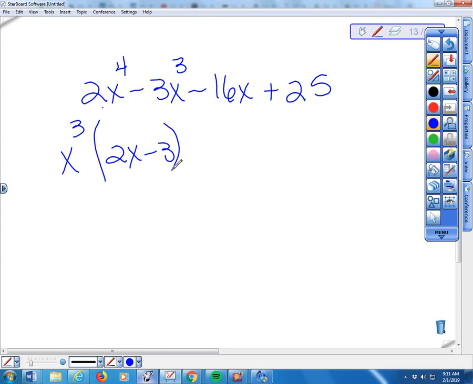This one didn't give me a good example. I don't know what this problem is. 2x to the 4th minus 3x cubed minus 16x plus... let's try that. Oh, 4. Okay, 4. So if I do plus 4x, when I pull this out, negative 4x.